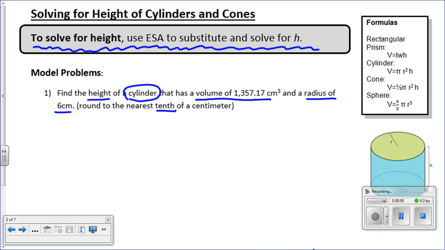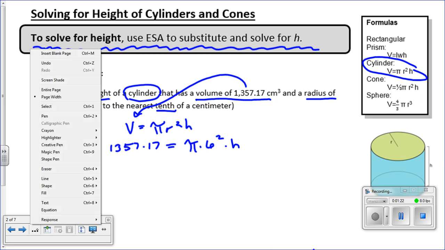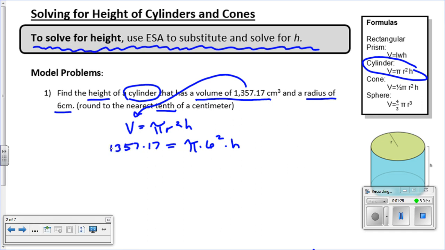Okay, so let's go over to our formulas, and we want the cylinder formula. We're going to do V is equal to pi r squared h, and I'm going to take this volume that they gave us right here and put it right in for V. So 1,357.17 is equal to pi times the radius, so that would be 6 squared, times h. Now I'm going to take part of these values here and simplify it.